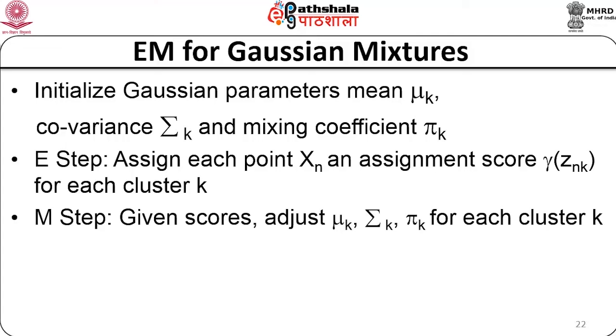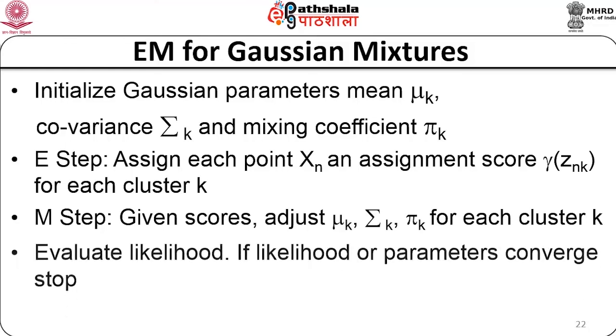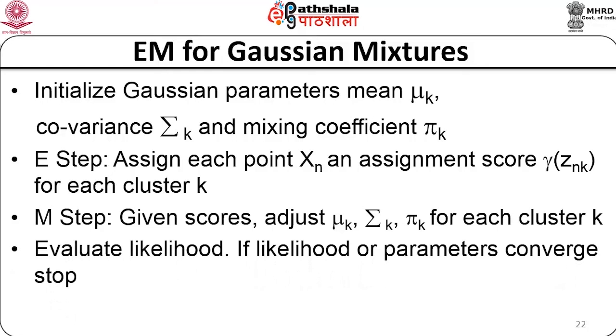So, given the scores you re-estimate the parameters: mu k, the covariance, that is the mean, covariance and the mixing coefficient for each of the clusters k. Remember these 3 are the parameters. Now, the Gaussian mixture has a Gaussian distribution for a cluster instead of just a mean. So, you have the mean, the covariance and the mixing coefficient. So, for each of the clusters you redefine these given the scores. And then you evaluate the likelihood. If the likelihood of parameters converges, you stop.